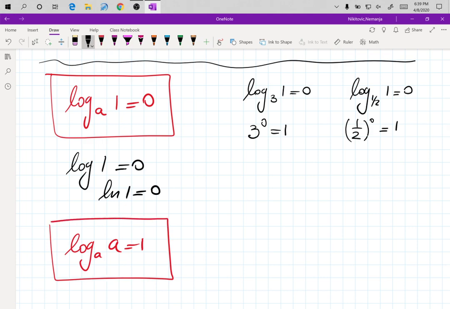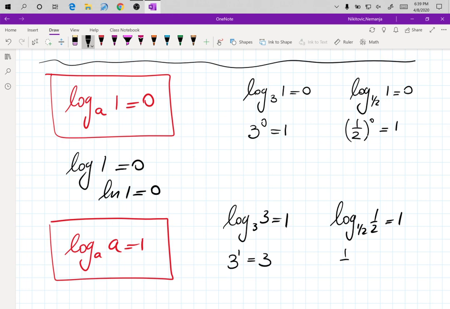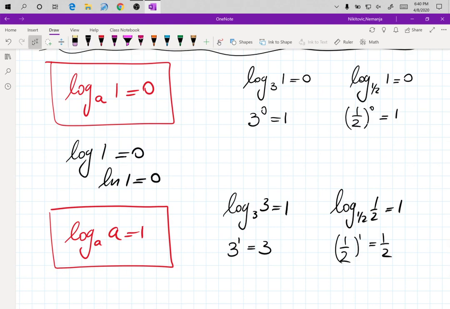Which should make sense as well, but we'll get there. Log 3 of 3 is 1. Log half of half is 1. Why? Because 3 raised to the first power is 3, and 1/2 raised to the first power is 1/2. So these are the cool formulas.